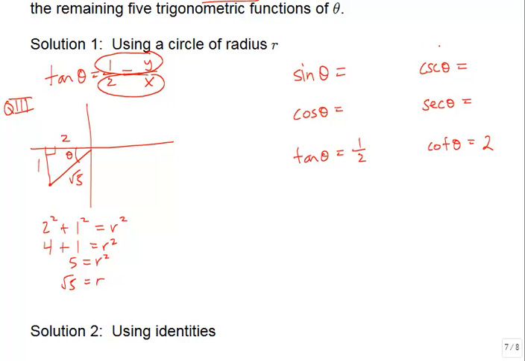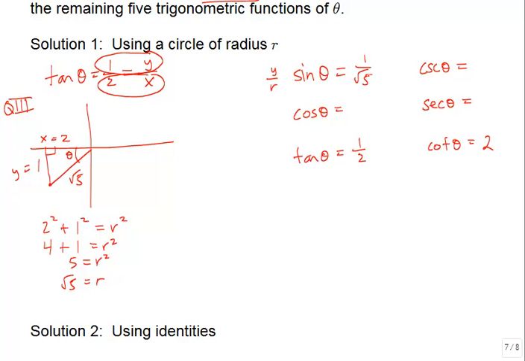Now remember, when you're not on a unit circle, sine of theta isn't just y. Sine of theta is y over r, y over whatever that hypotenuse or that radius is. So in this case, our y was 1 and our x was 2. So I need to take this 1 over this radius, square root of 5. So this is going to be 1 over square root of 5.